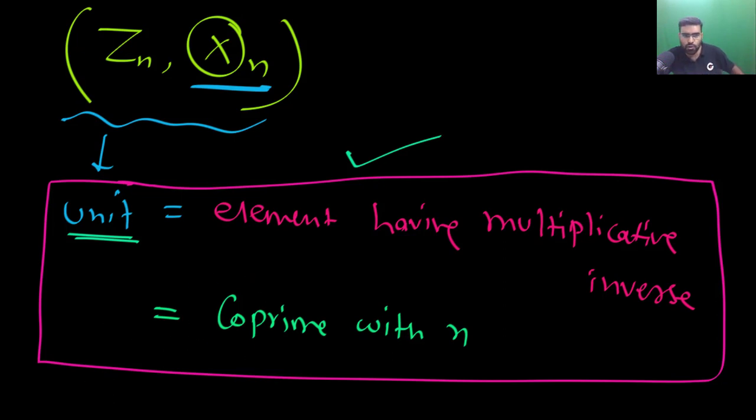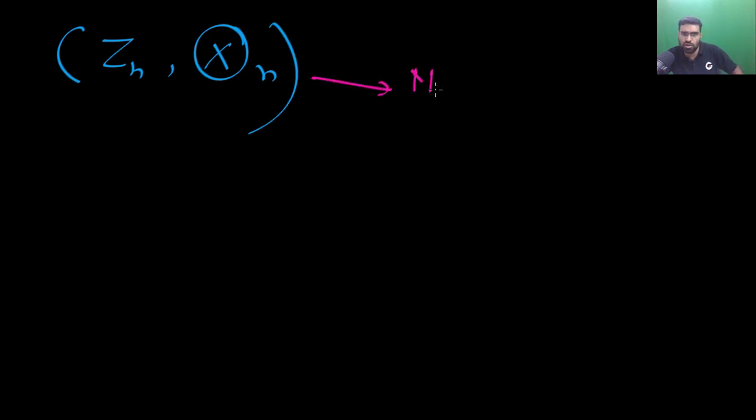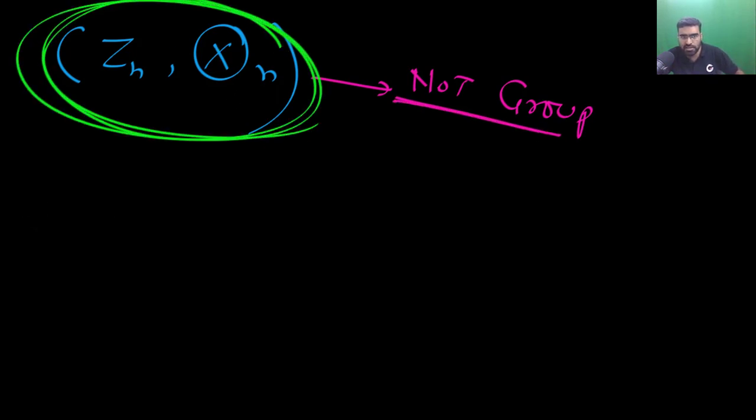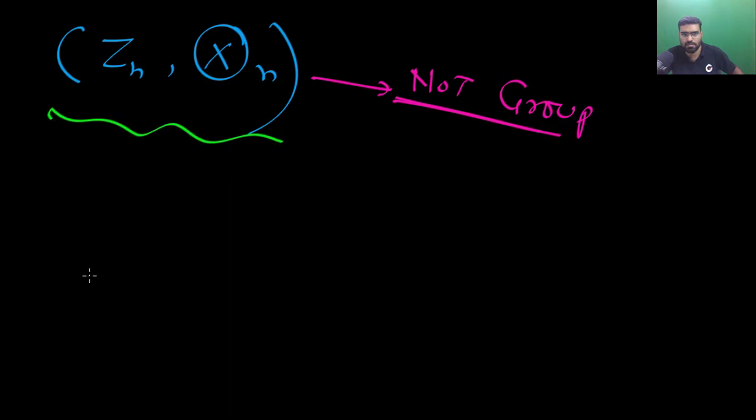So if you collect all the units from this Zn, multiplication modulo n, remember, this is not a group at this point, because some elements don't have inverse. But if you collect all the units, units meaning those elements which have inverse, then you will get a group.